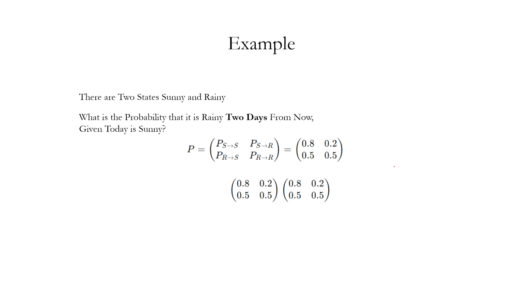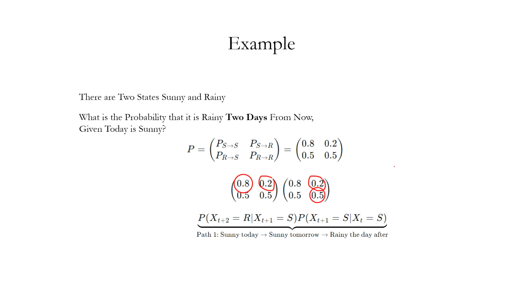Now, 2 days from now, we would just multiply both of those matrices. Again, 0.8, 0.2 times 0.2, 0.5, right? And we would do this across. The reason why we do this is because it's 2 days from now, right? So we're going to take the second entry, okay, 0.2 and 0.5.